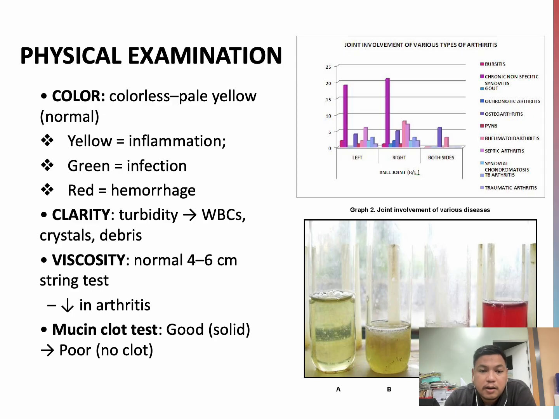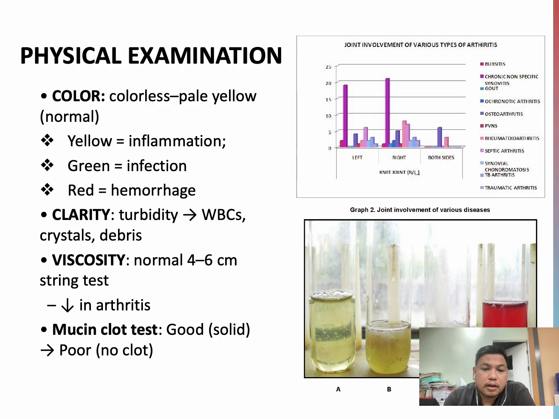And lastly, if the joint is bleeding, in the form of hemorrhage, the synovial fluid extracted from the patient would be red. For clarity, the turbidity of synovial fluid is in relation to the WBCs, or white blood cells, crystals, and debris found in our synovial fluid.